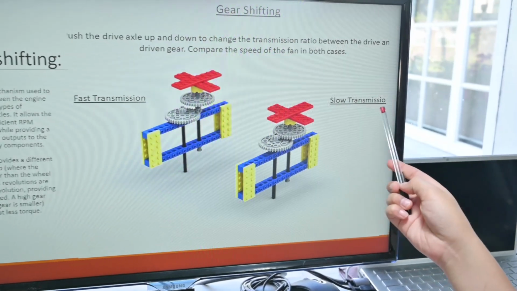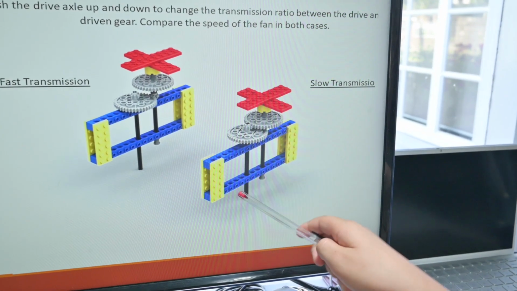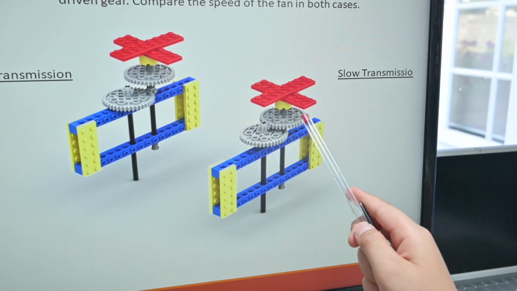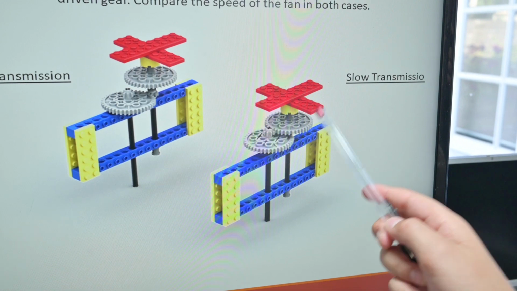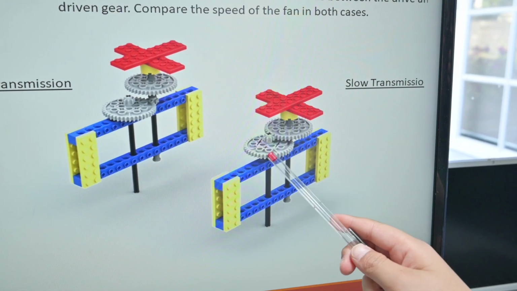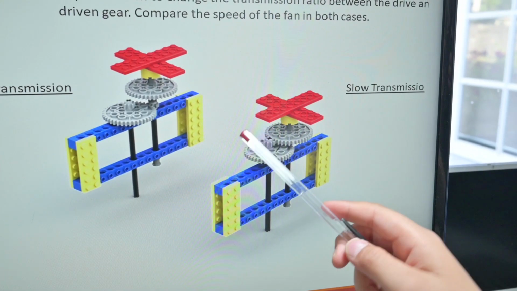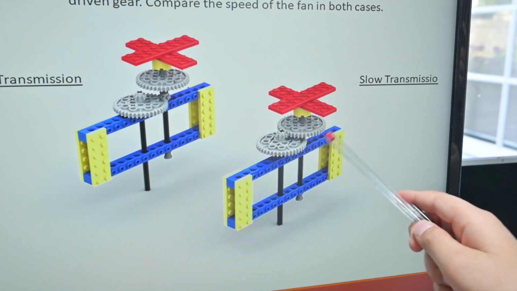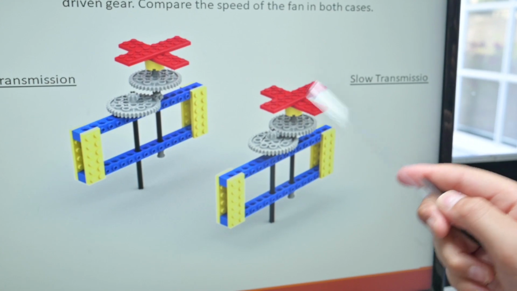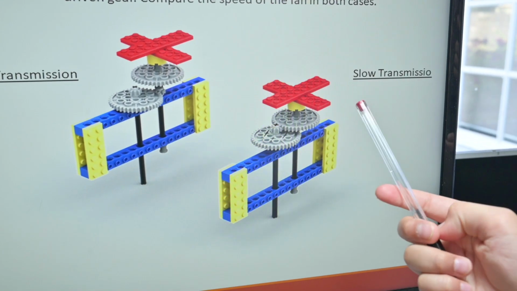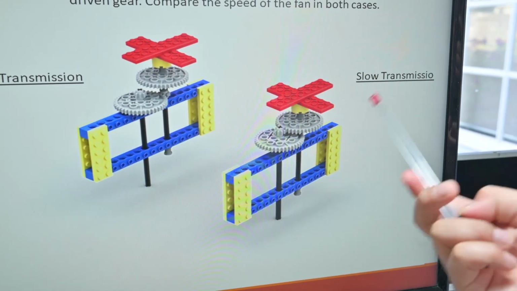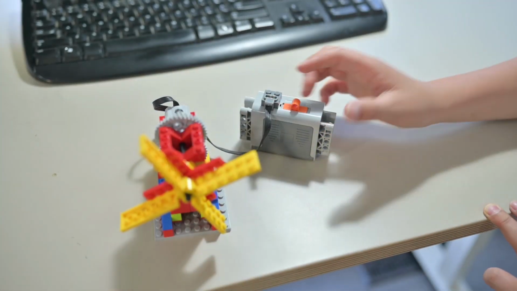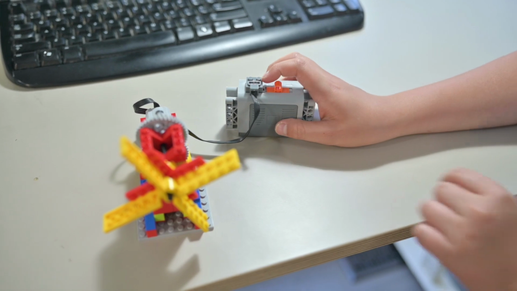Looking at the slow transmission, we can see that the drive gear, which is the gear 8, is connected to the driven gear, which is the gear 40. This means that the drive gear has to rotate 5 times in order to make the driven gear rotate 1 time. This makes the windmill move slower, yet it has more torque and more power. So let's see the model in action.